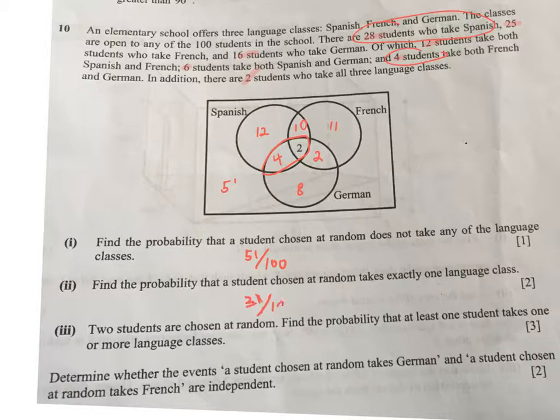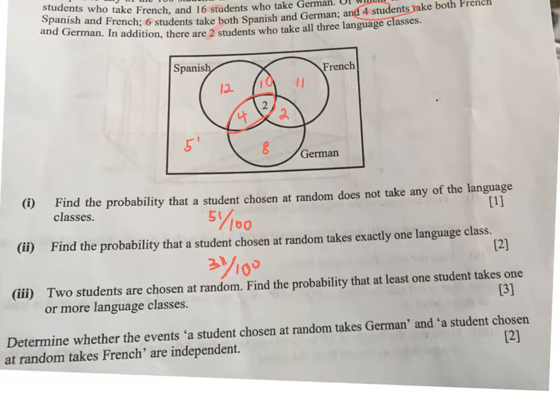So what I'll go through is probably part 3. Now 2 students are chosen at random, and I want to find the probability that at least 1 student takes 1 or more language classes. Okay, so alternatively, we can use what we call the complement method. Now this is the same as taking 1 minus the probability that both students don't take any language class.